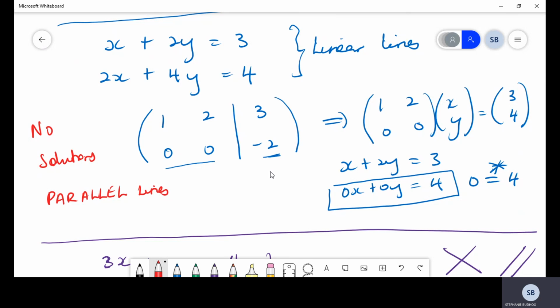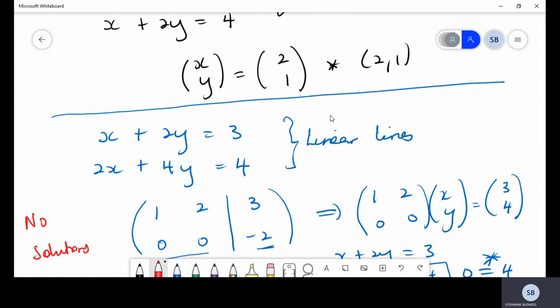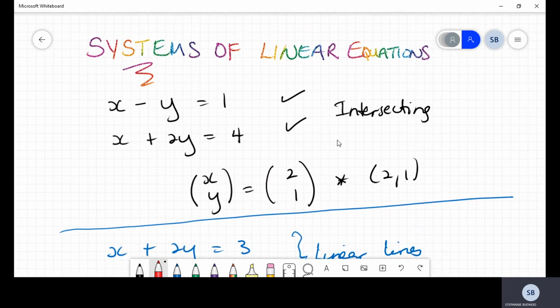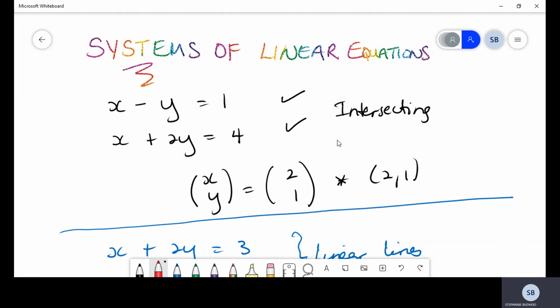So no solutions if you have a partial situation where one side of your augment reduces to zeros and not the other. And of course, with all clarity, if you are definitively performing a row reduction and you get nice, clean, clear, crisp solutions, then it must mean that your system of linear equations are definitively intersecting with each other. So that's a recap there, what to look out for.